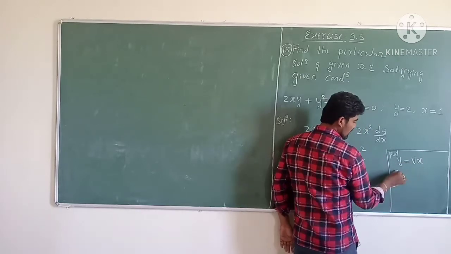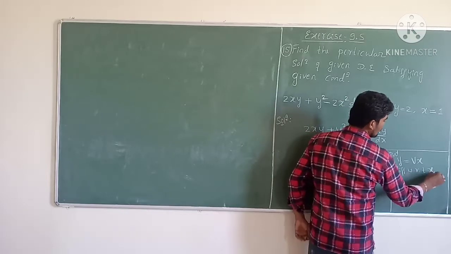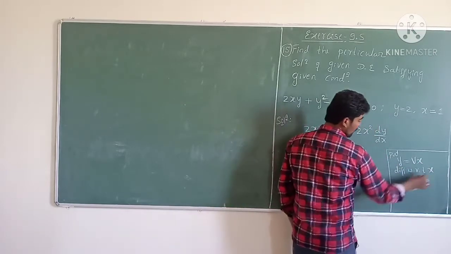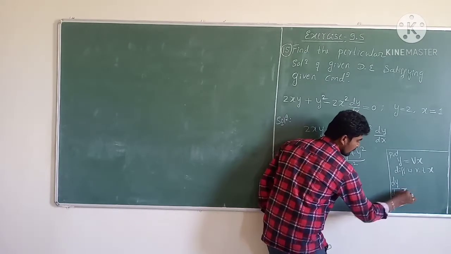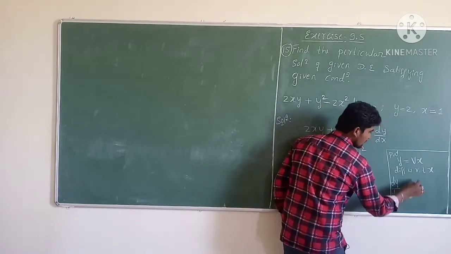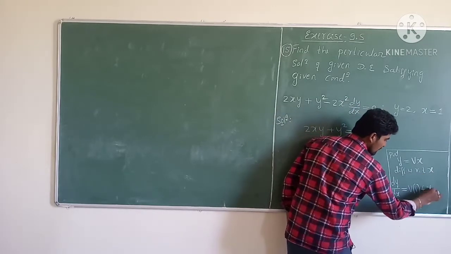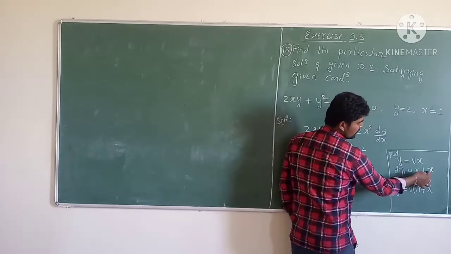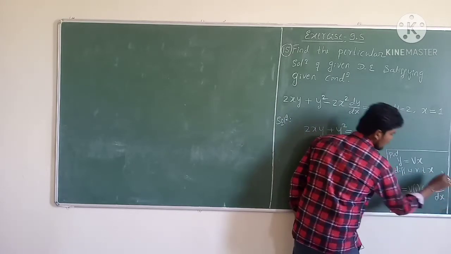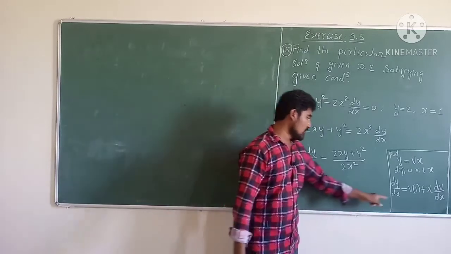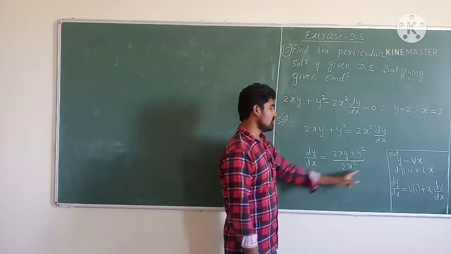Since y is a function of x, therefore differentiate with respect to x. Differentiation of y with respect to x is dy divided by dx. First function v as it is, differentiation of x with respect to x is 1, plus second function x as it is, differentiation of v with respect to x is dv divided by dx. Now substitute the value of dy by dx and y in this given differential equation.